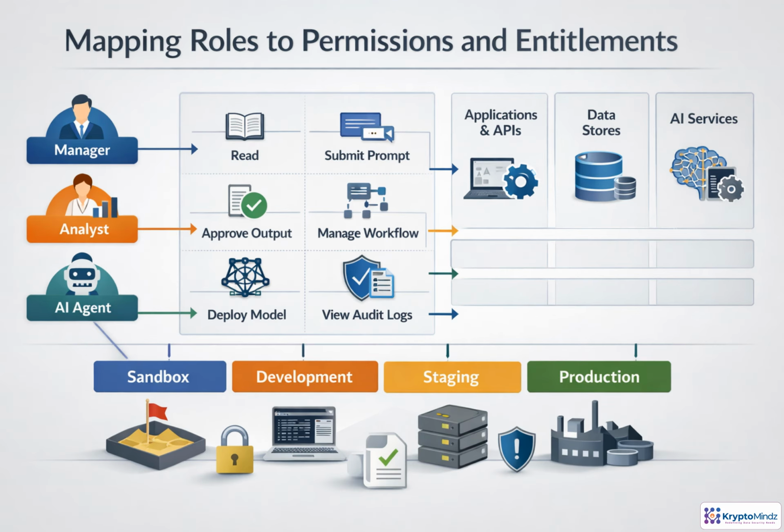After roles are defined, translate them into concrete entitlements. A manager, analyst, or AI agent should receive only the actions needed, such as reading data, submitting prompts, approving outputs, managing workflows, deploying models, or viewing audit logs. Separate human permissions from actions performed through tools and agents. Then bind each entitlement to the right environment, from sandbox to production, so access is reviewable, certifiable, and ready for incident response.